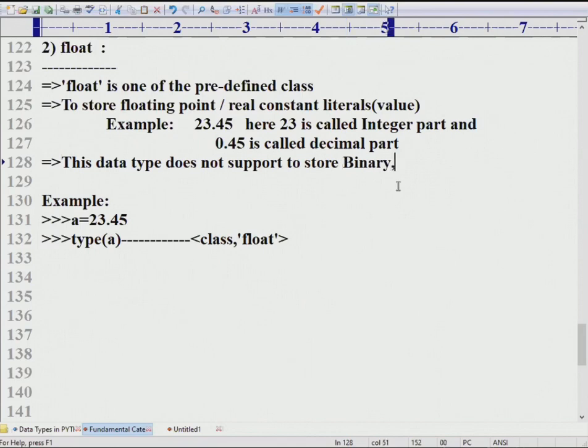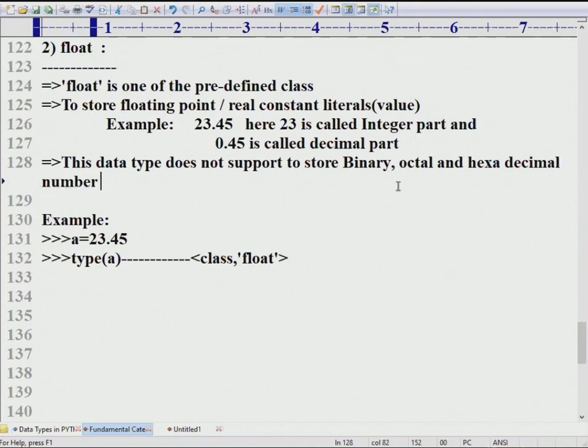binary, octal, and hexadecimal number system data. It supports only default number system data. What is the default number system data? Decimal number system data only it supports.